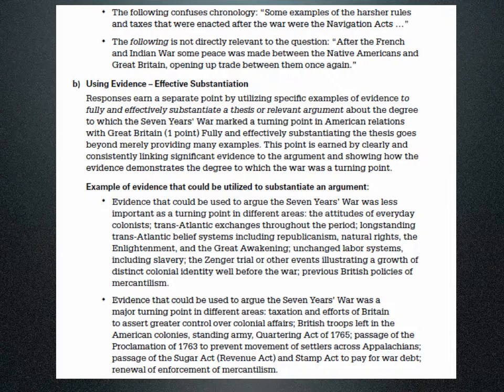Taxation and efforts of Britain to assert greater control, British troops left in American colonies, the Standing Army, the Quartering Act, the Proclamation of 1763. These are all oppressive changes by the British government that came after the French and Indian War. The Sugar Act, the Stamp Act, to pay for the war debts. So this is the specific evidence that the readers want to see you use as you make your argument.